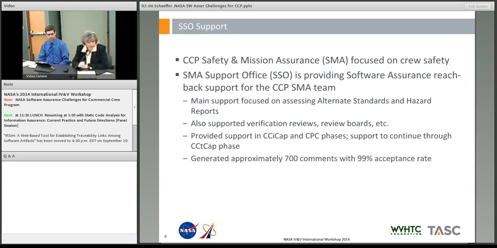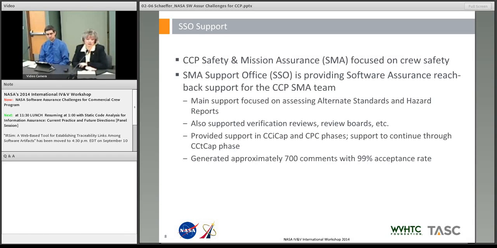I talked about already the phases that we supported. We've already supported CCI-CAP. We completed CPC just recently, and we are gearing up to support CCT-CAP. And the last point was the amount of effort, the amount of work, typically measured in findings or comments. We don't call them specifically issues as most of the IV&V folks here do, because under commercial crew, these are commercial companies. They can choose to address the comments or not address the comments. It's really up to them. So we typically label them comments or findings, or in general feedback.